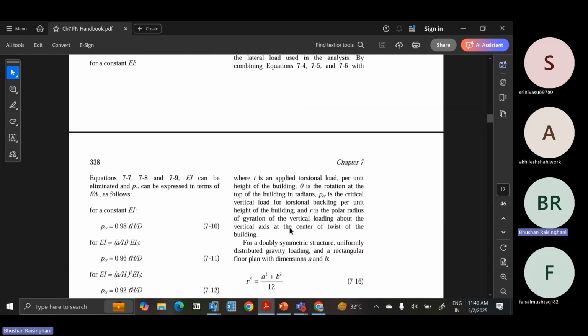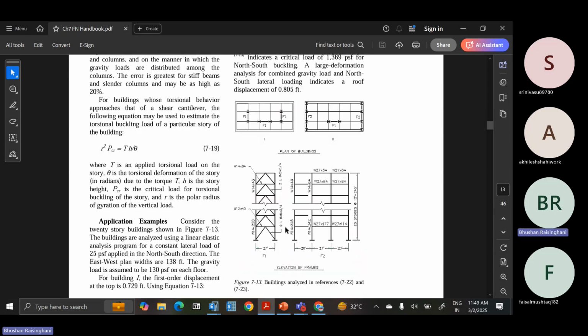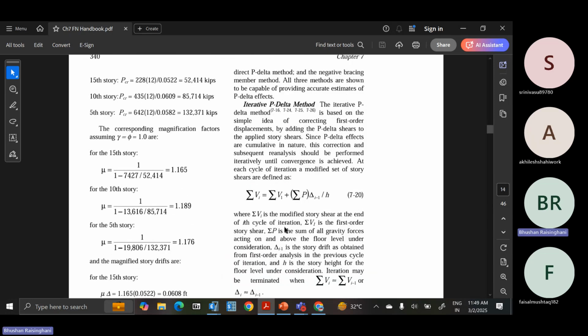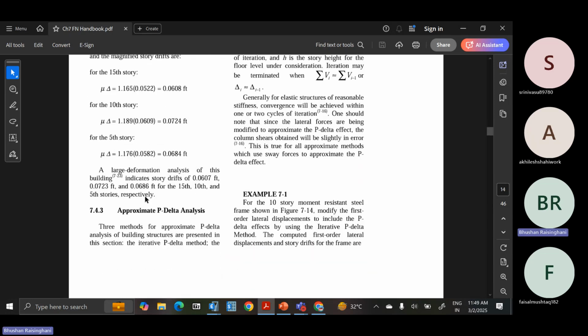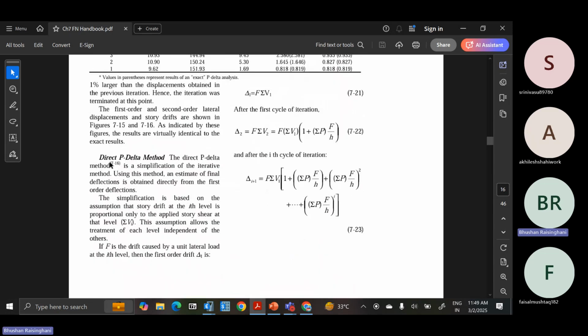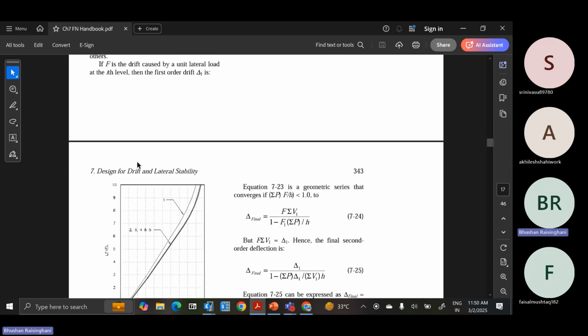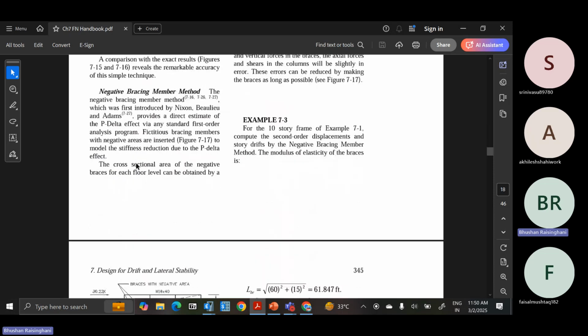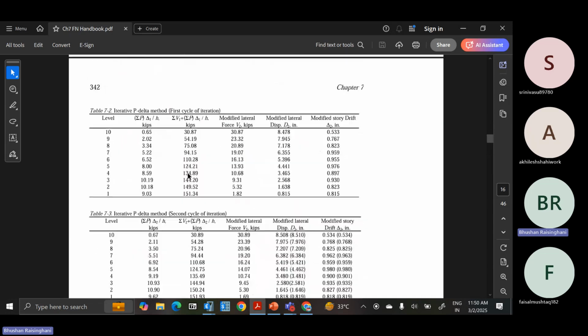So what ETABS is considering is the iterative method. However, what STAAD is considering, I have to see, is approximate P delta analysis. These methods for approximate P delta are presented in this section: P delta by iterative method, and direct P delta method. This direct P delta method is applied by STAAD Pro. However, ETABS has options for the two, but we mostly use the iterative based method, and the negative bracing member method. So three methods of analysis we are going to see, because these three are the only ones used.